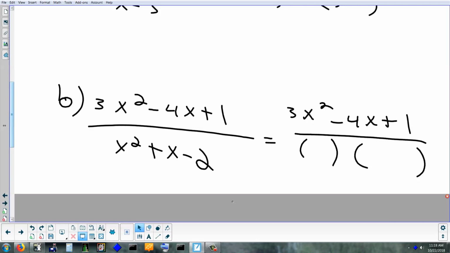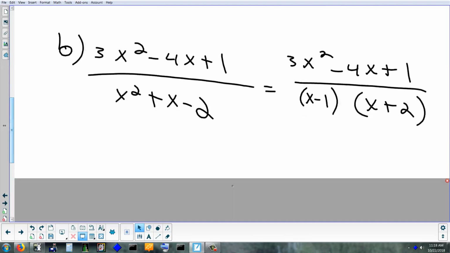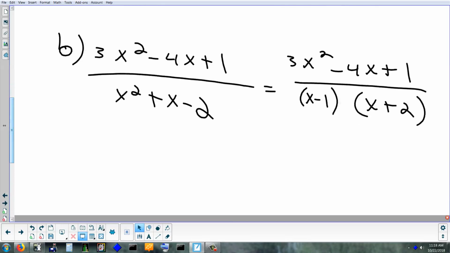Anybody see how that's going to factor? Yeah. It's x minus 1, x plus 1. I mean, x plus 2. x minus 1, x plus 2. Let's check. So we get x squared plus 2x minus x. Looks good. Yep, it's perfect. Now, we should be able to tell me the domain a little easier.